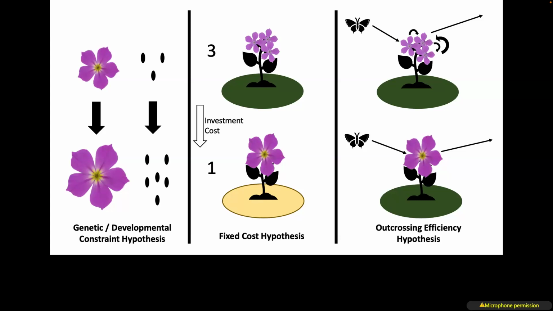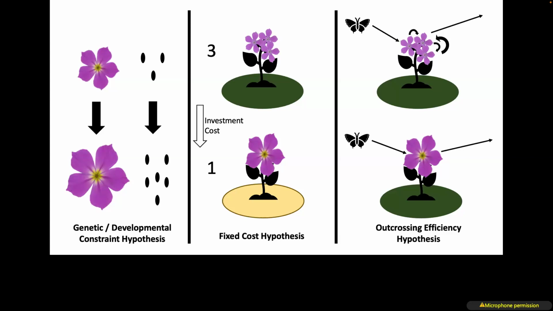What's really interesting about these last two hypotheses is that when we think about natural systems and how evolution may be working in the real world, it's not unlikely that the fixed cost hypothesis and the outcrossing efficiency hypothesis could be both true at the same time under particular environments where when resources are limited, you might expect pollinators to also be limited.